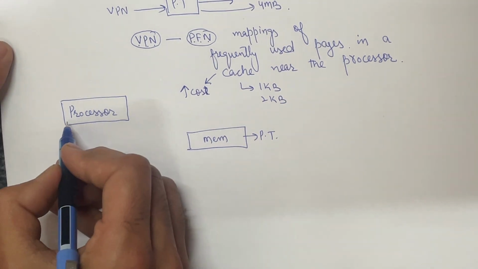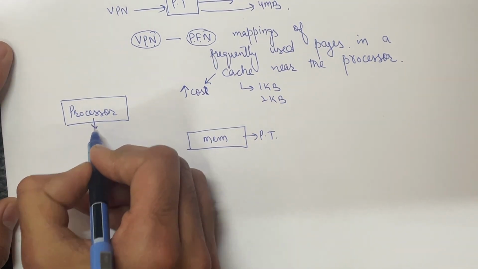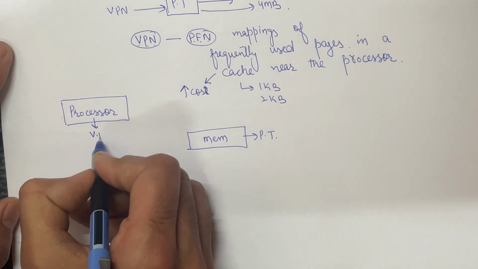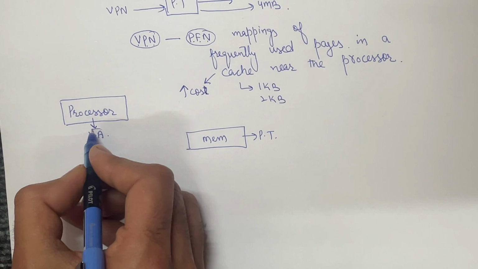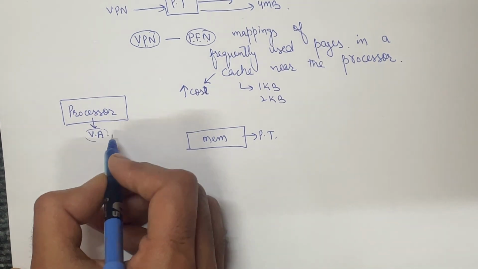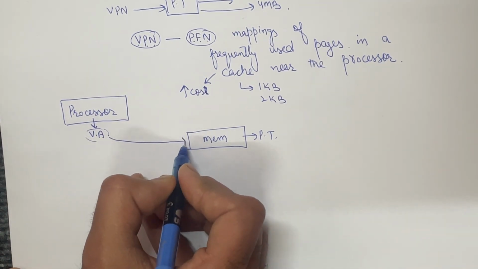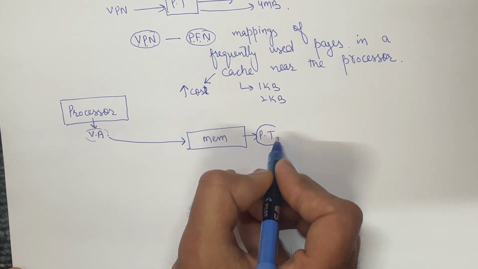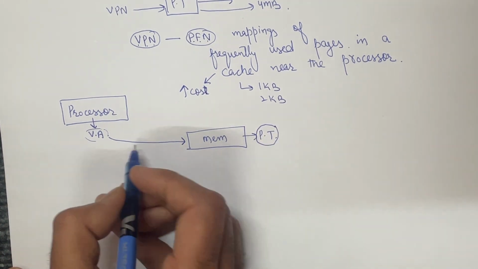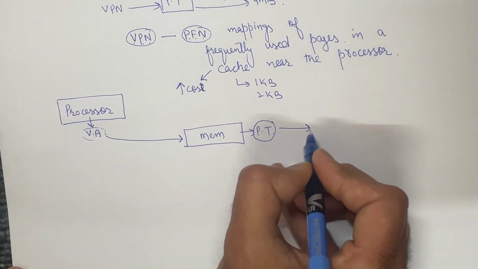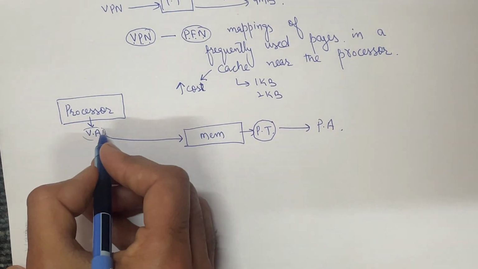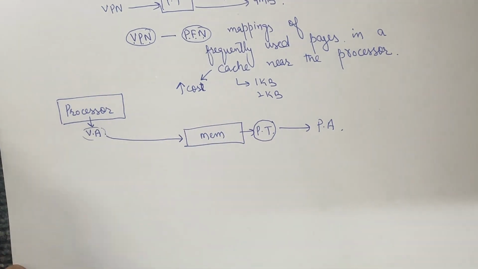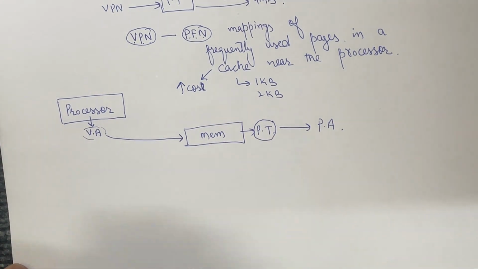Initially, when the processor generated an address, that address was a virtual address. For converting this virtual address into a physical address, we have to access the memory, that is, get the page table, and from this page table we convert the virtual address into a physical address. So this extra memory access was required for converting virtual address to physical address.